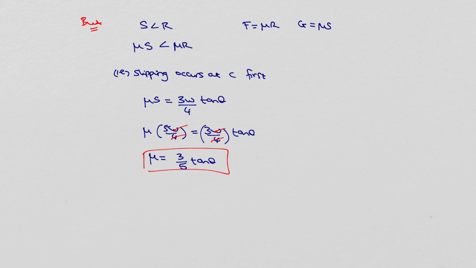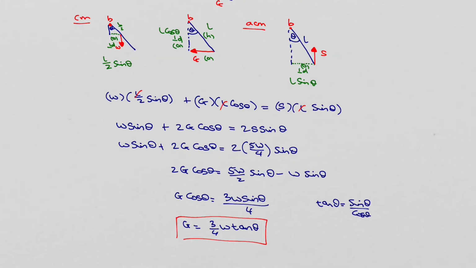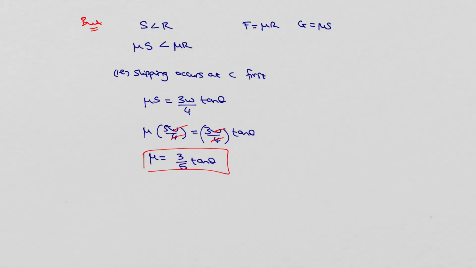So we had 5 marks for working out what was G. And then we had 5 for figuring out that slipping is occurring at C first, and 5 for our coefficient of friction.